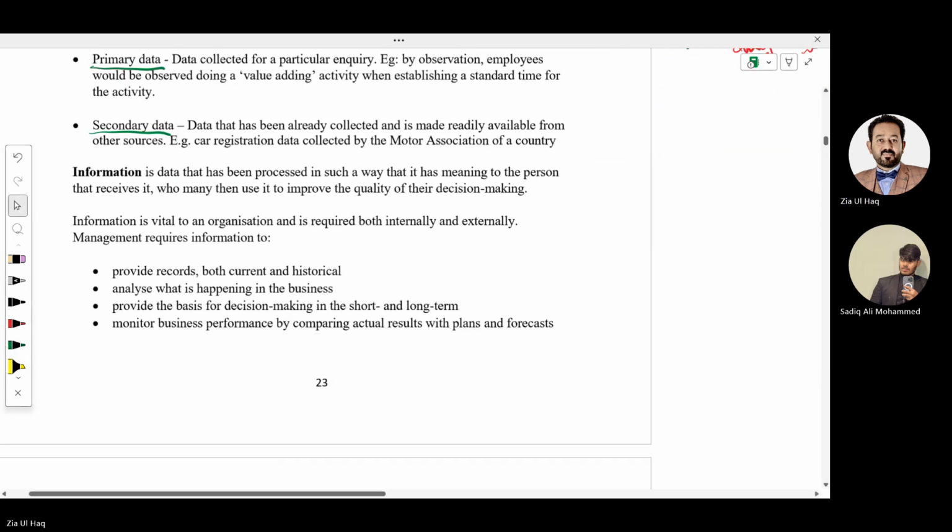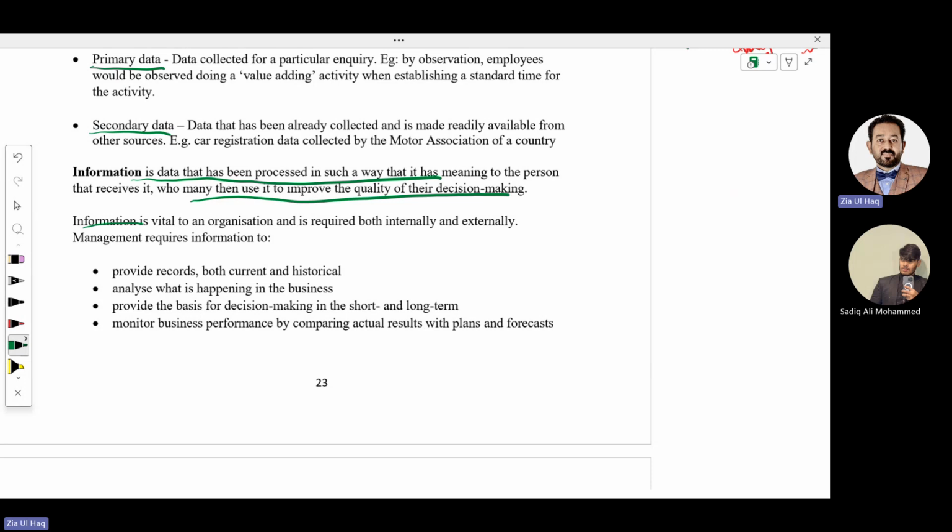Information, what is information? The meaningful form of data, the processed form of data that provides meaning, is called information. So information is vital. What is information? It is data that has been processed in such a way that it has meaning to the person that receives it, who may then use it to improve the quality of their decision making.